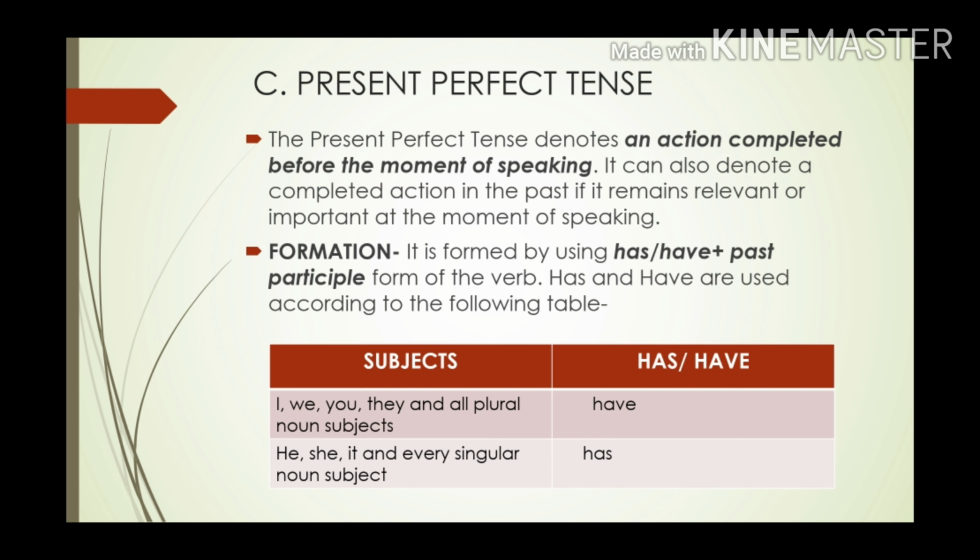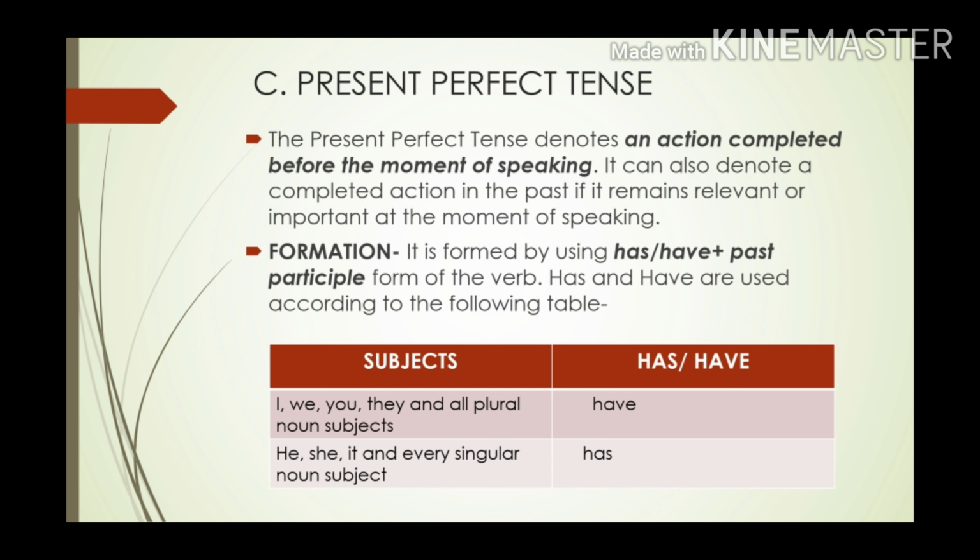Now let's see the formation of present perfect tense. It is formed by using has or have plus the past participle form of the verb. Now what is past participle? Past participle is the form of a verb usually made by adding ed, en, or n. And the has or have are used according to the following table.